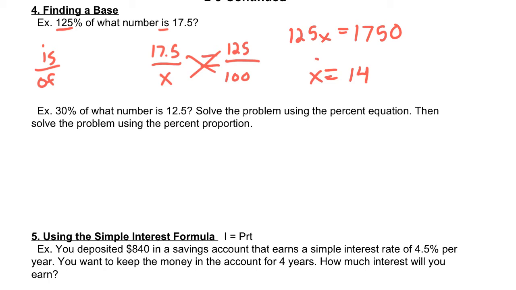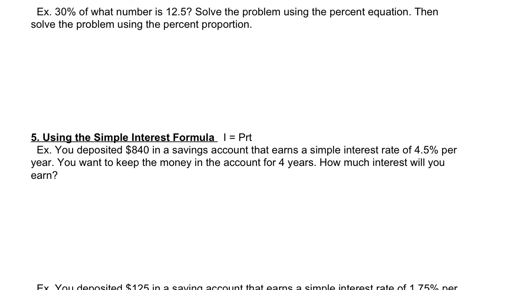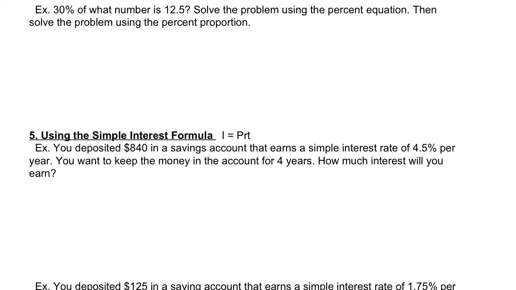So this seems kind of weird because we got a smaller number in the end. But if we think about it, 125% of 14 is 17.5. That should make sense because 125% is bigger than 100%. So in this next example, this is a good one for you to try without my help. Work through it and then check your answer with me in a few seconds.